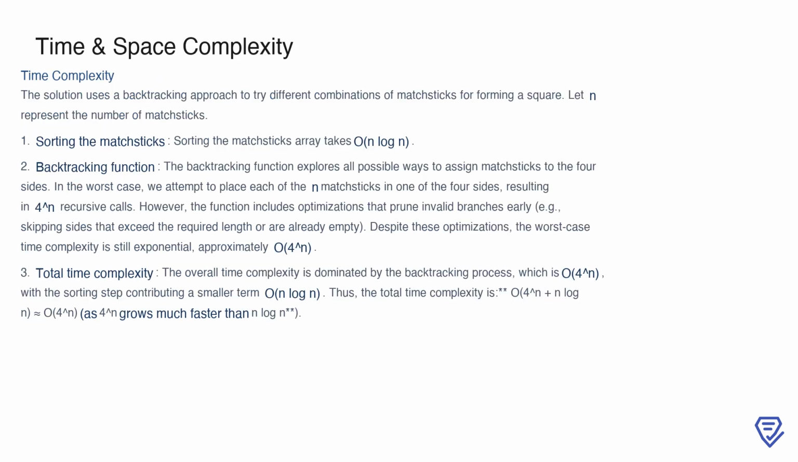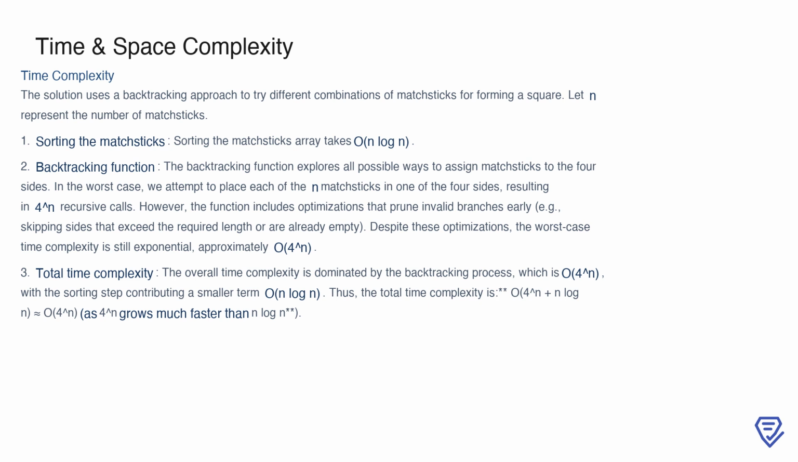The time complexity of the solution involves analyzing both the sorting step and the backtracking process. First, sorting the matchsticks array requires O(n log n) time, where n is the number of matchsticks. This ensures that we can efficiently attempt to form the square by starting with the largest matchsticks. Next, the backtracking function explores all possible ways to assign the matchsticks to the four sides of the square. In the worst case, each matchstick could be placed on any of the four sides, leading to 4 to the power of n recursive calls.